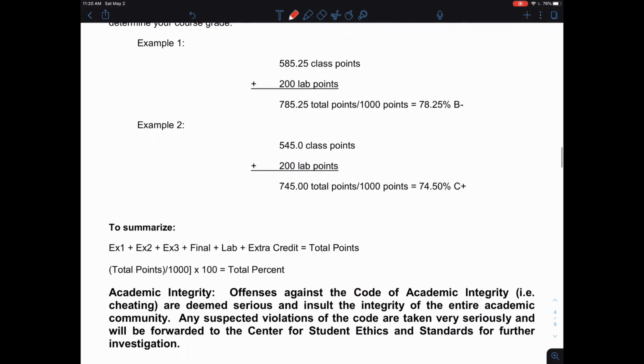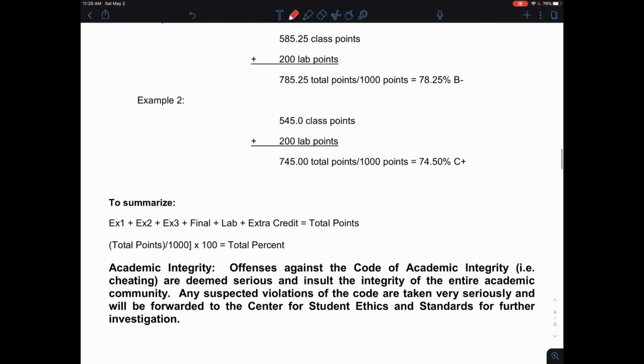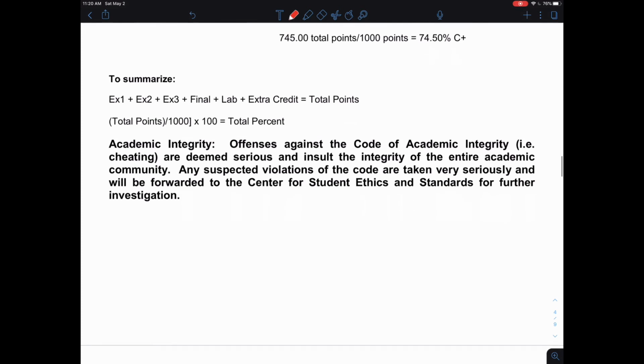And there will be some extra credit, and so really to summarize, you're really just adding up all the exams and dividing by 1,000, right? The 3 mid-semester exams, the final, the lab, and the extra credit that we'll get to. Lastly, with the scheduling and grades, academic integrity: basically, don't cheat, okay? Take ownership of your education, be ethical, and just really do your best.